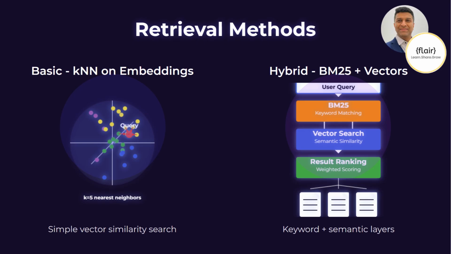Retrieval itself can be done in several ways. Basic RAG uses k-nearest neighbors on embeddings. More advanced setups use hybrid search, combining BM25 keyword search with vector similarity to improve accuracy. Some systems also use sparse embeddings or weighted scoring to boost performance in domains with heavy terminology.